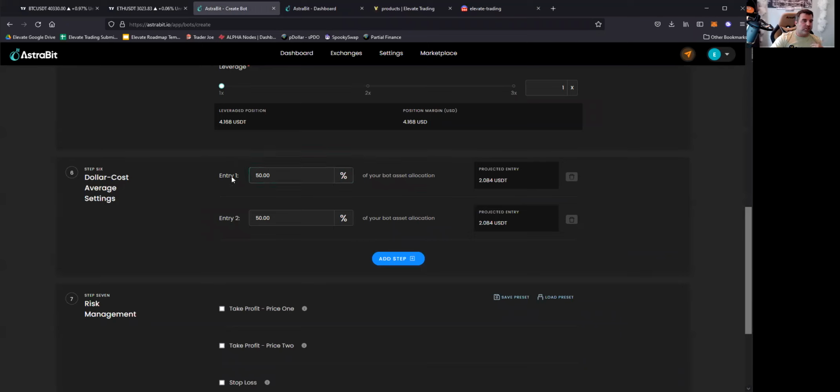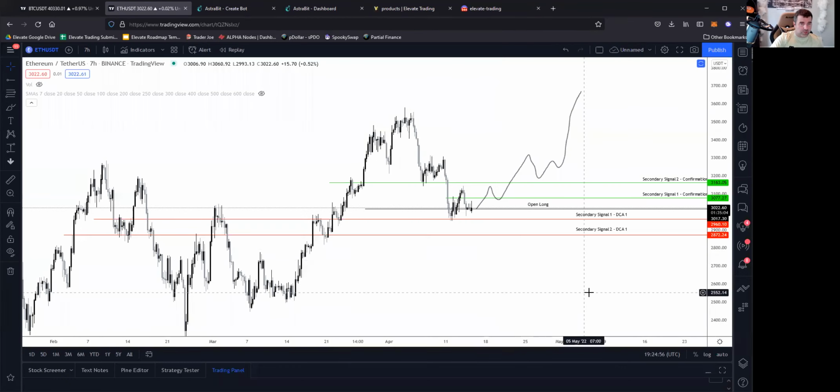So let's say my entry 1, I want to use 50% of my bot allocation for that first secondary signal, that first dollar cost average, and same with my entry 2, I want to use the other 50%. Actually, can't do that because, let's just do 33%. We'll split it 3 ways down the center. So your primary signal will take the first 33%, and then let's say it's a long.